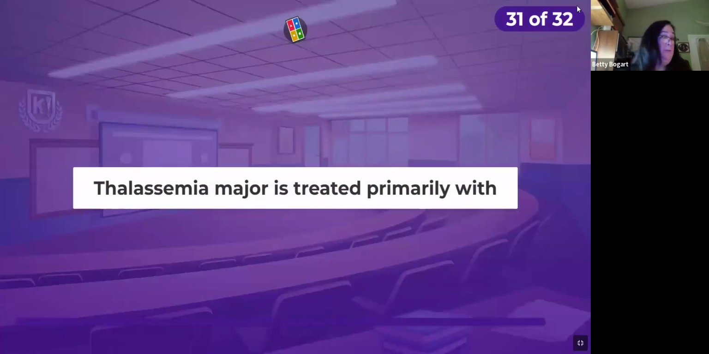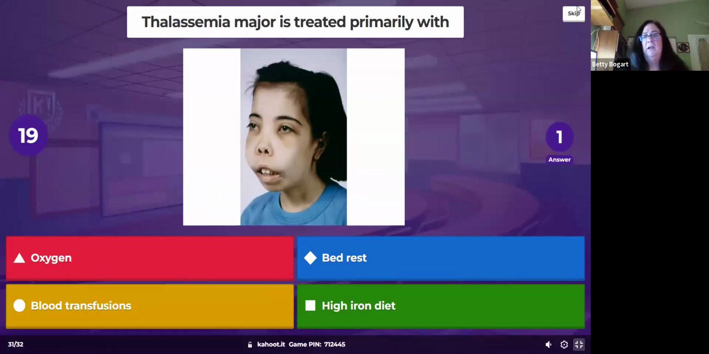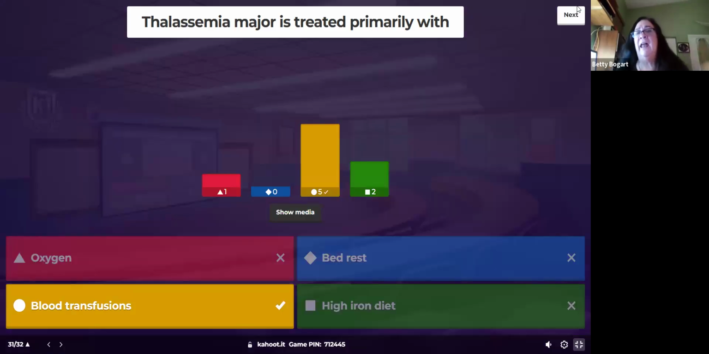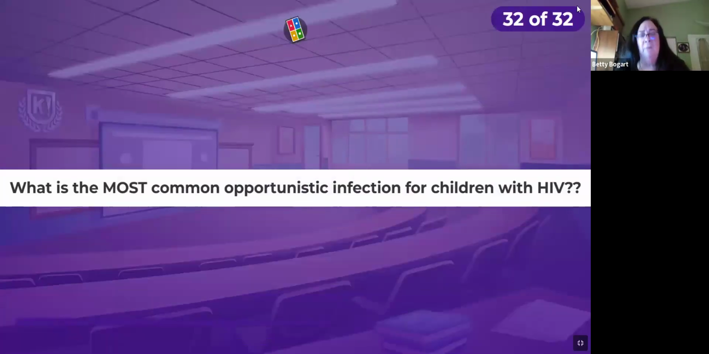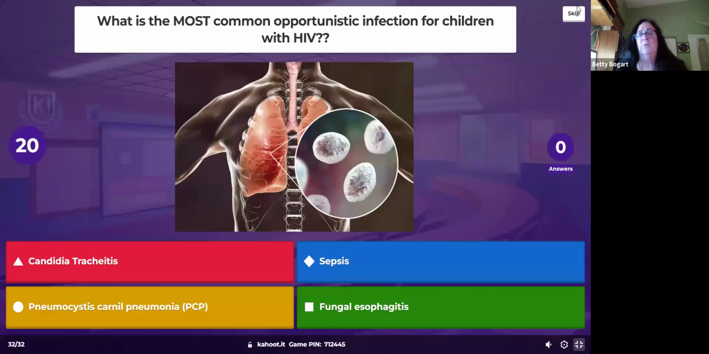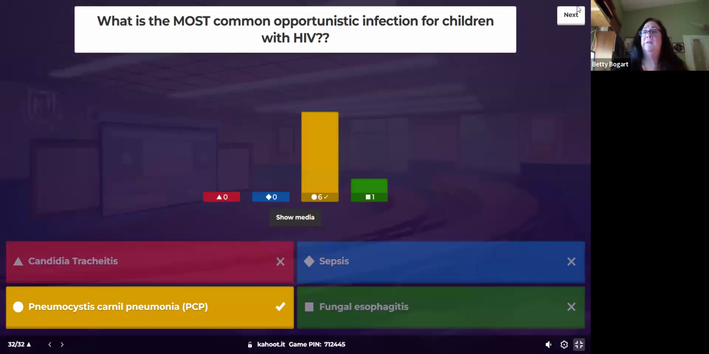Thalassemia major is treated primarily with what? Cooley's anemia. They also have some facial disfigurement because of the extra marrow in their bones, so you'll see these big faces in thalassemia. But thalassemia major, Cooley's anemia, the only way we treat it is blood transfusions and chelation therapy. Last question. What is the most common opportunistic infection in children with HIV? And that is PCP pneumonia.